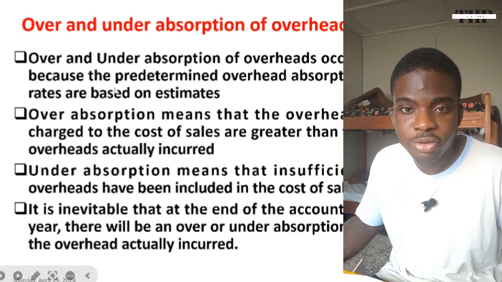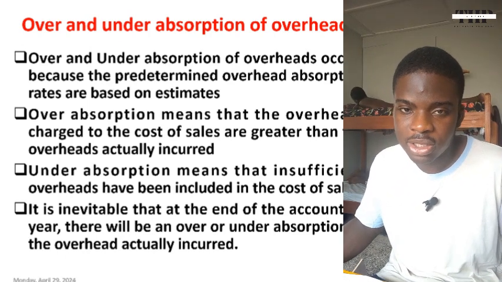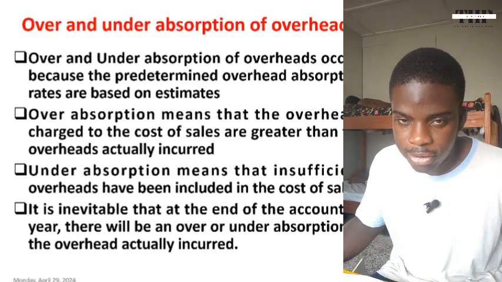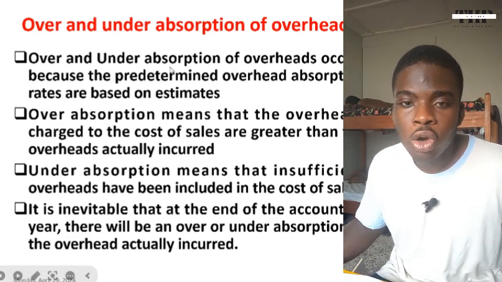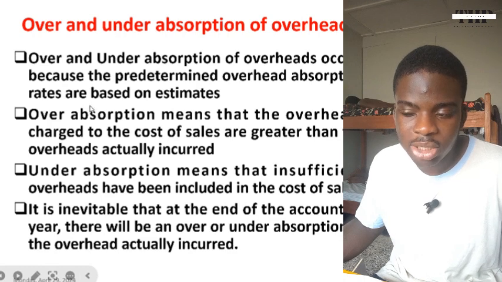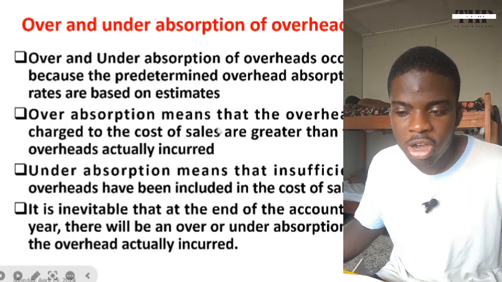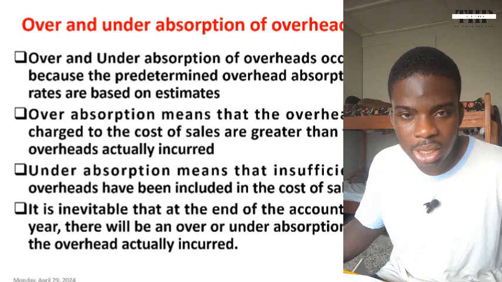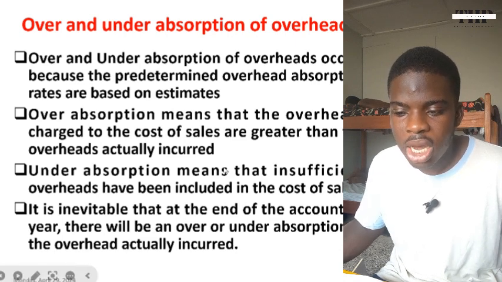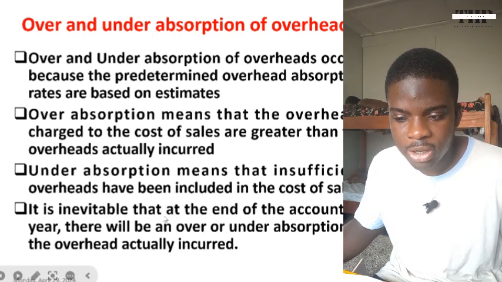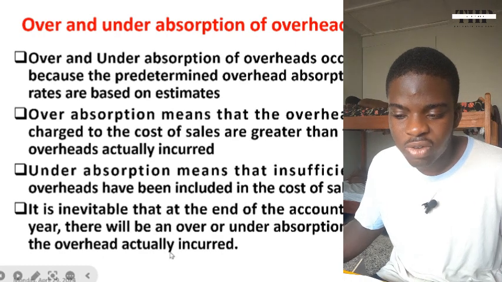Now, over and under absorption of overheads is a very important aspect of what I'm doing here if I want to prepare the income statement, especially using absorption costing, and this is something that you must understand. Over and under absorption of overheads occurs because the predetermined overhead absorption rates are based on estimates, right? Over absorption means that the overheads charged to the cost of sales are greater than the overheads actually incurred. Under absorption means that insufficient overheads have been included in the cost of sales. Right, it is inevitable that at the end of the accounting year there will be an over or under absorption of the overhead actually incurred.